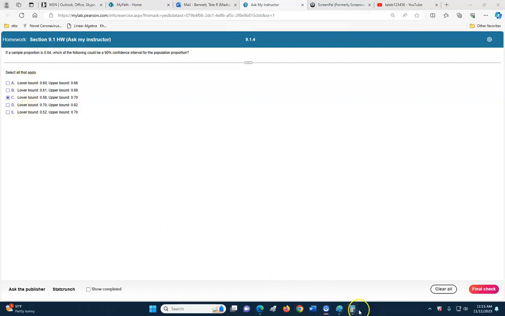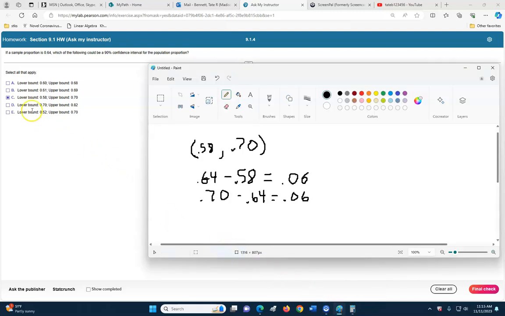So I start working this one, paint here. You selected this C here, which is correct. It goes from 0.58 to 0.70. And I guess they're asking, is 0.64 the midpoint? Is it halfway between these two numbers? To check that, you could take this 0.64, which they give you, minus the lower bound, and you get 0.06. Then you take the upper bound, the 0.70 minus the 0.64, and you also get 0.06.